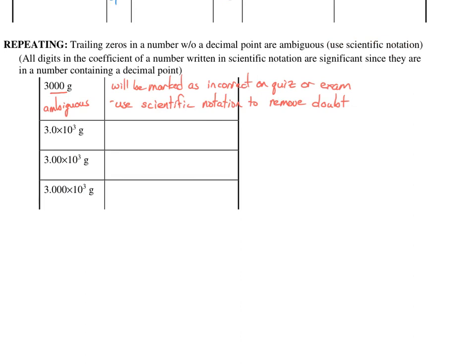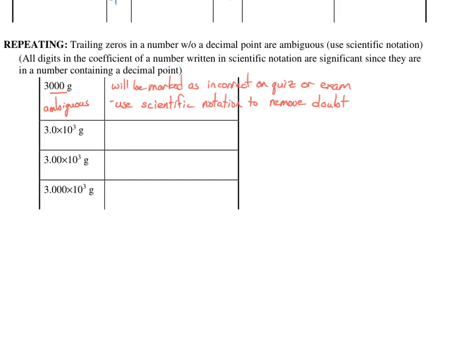Okay, so we see the number 3,000 grams. These are trailing zeros in a number without a decimal point. They're ambiguous. If you answer on an exam with ambiguous zeros, I'm going to write ambiguous on your quiz, and it's going to be marked as incorrect. So if you see trailing zeros with no decimal point, you need to know that you need to use scientific notation to remove any doubt as to the number of significant figures.